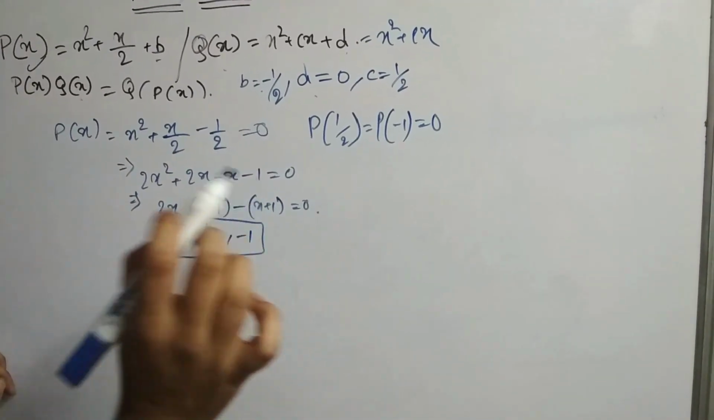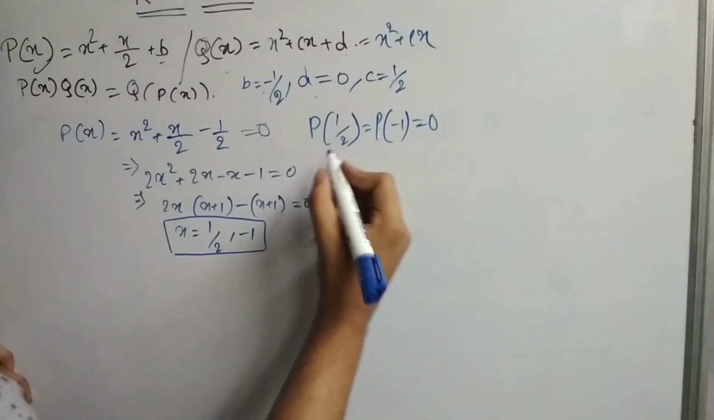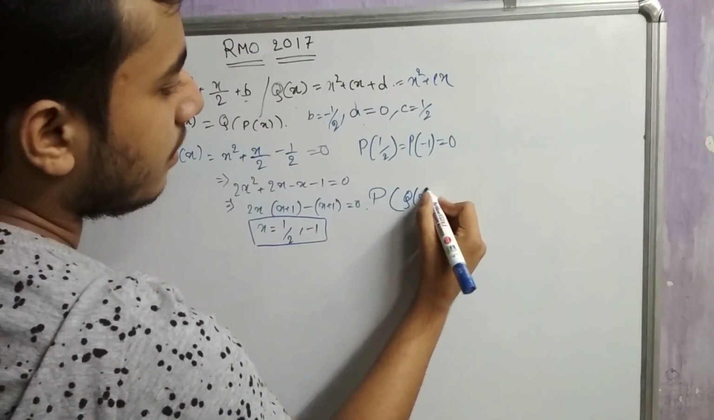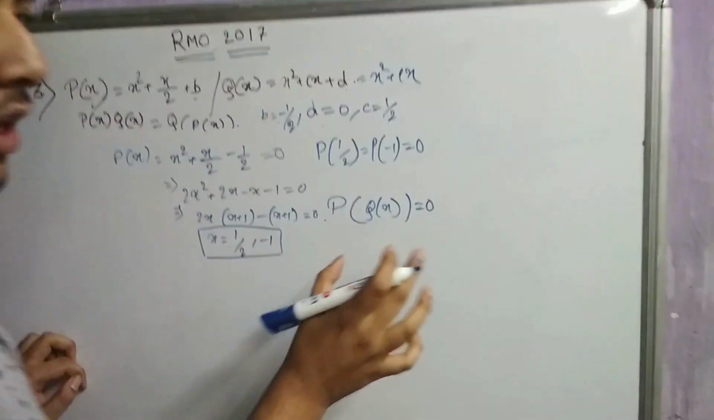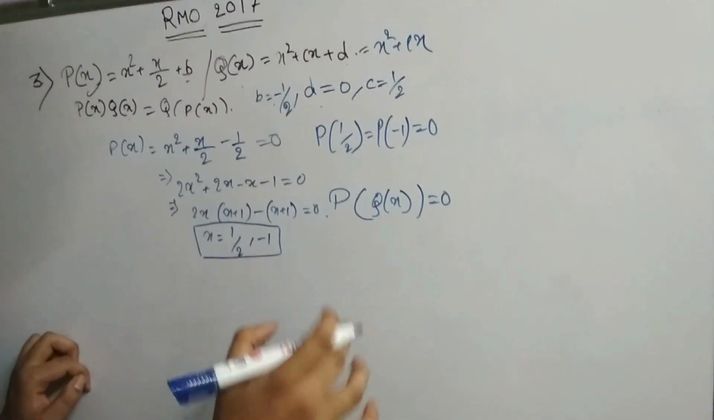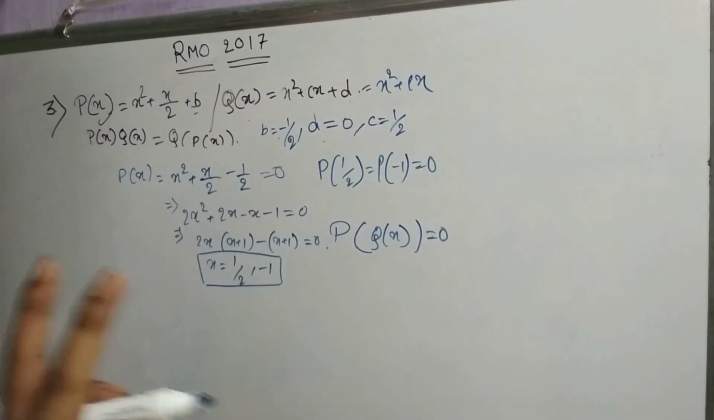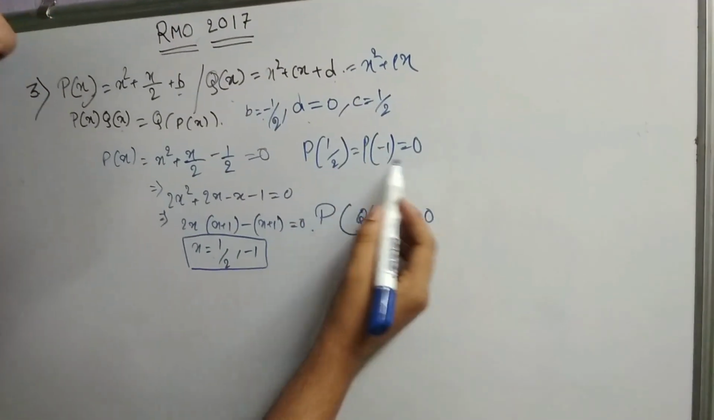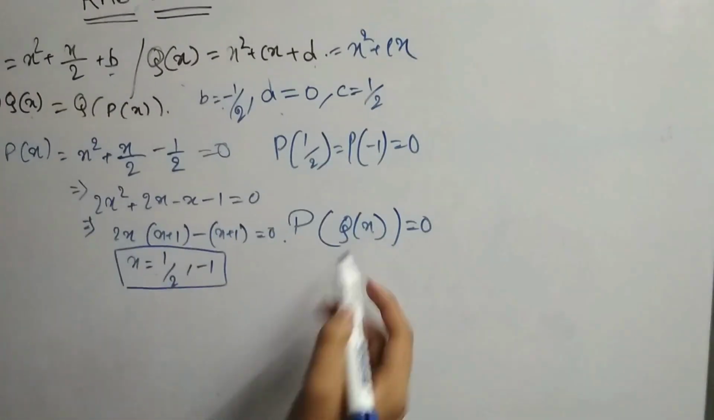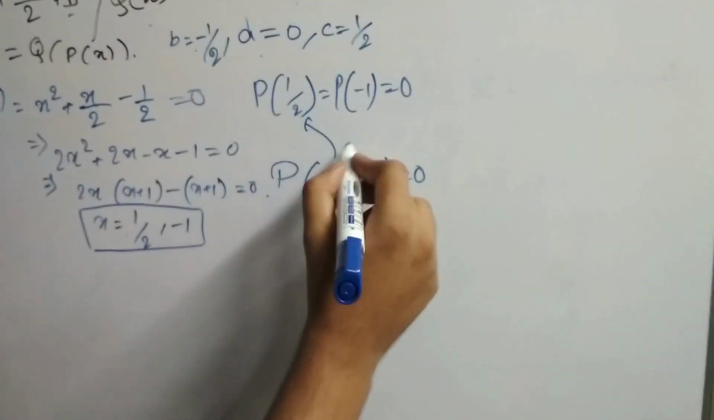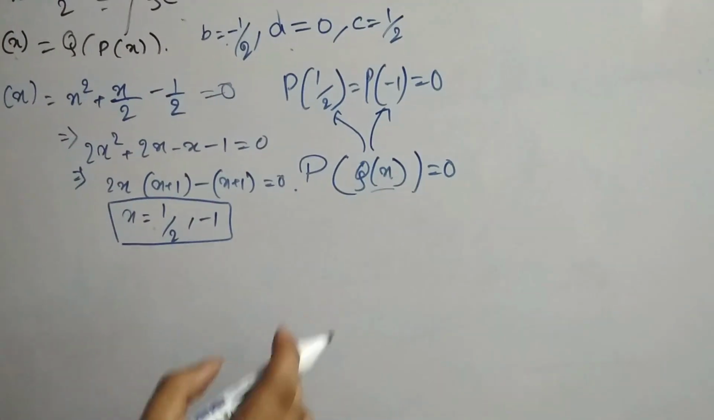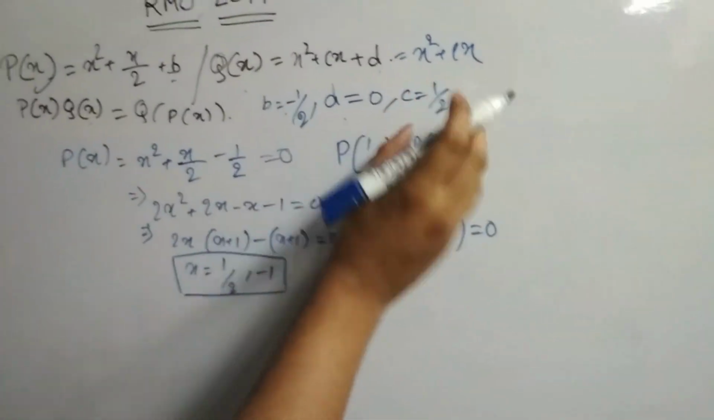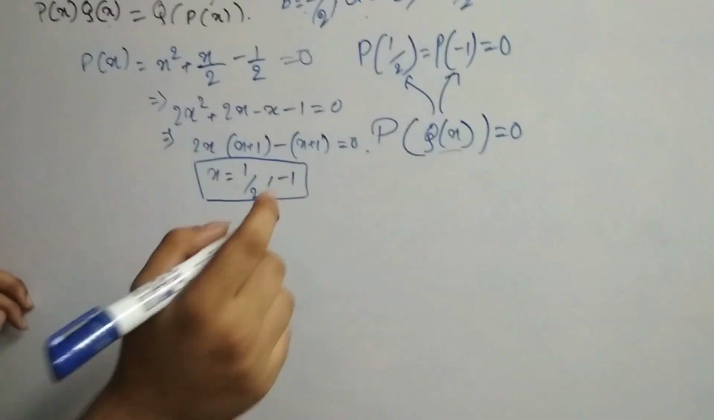Remember the question, we are to find the roots of P(Q(x)) equals 0. But we have already found that there are only two numbers in the real category that will make P(x) be 0, and that is half and minus 1. So Q(x) must be either half or minus 1, and if it is not them, there is no such Q(x), so it must be half or minus 1. So let us equate them one by one.